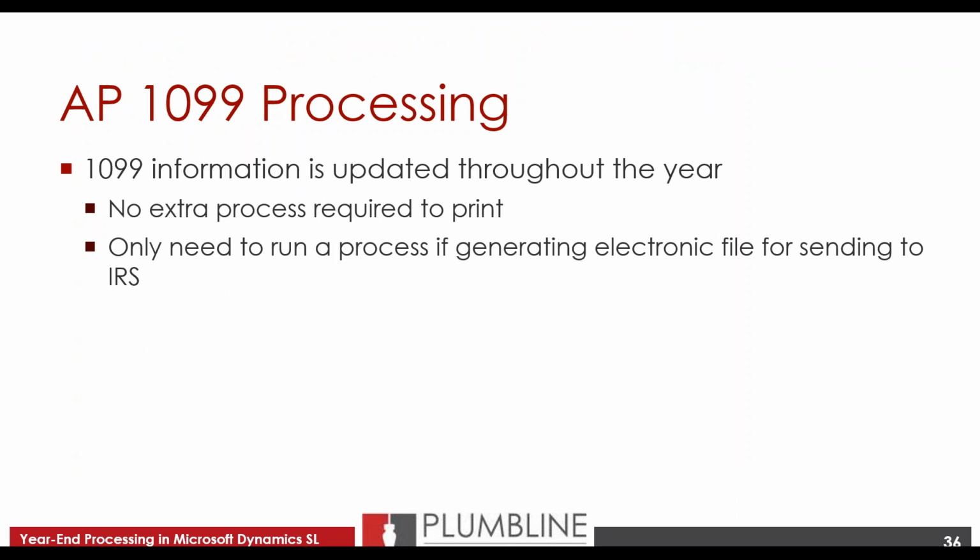1099 amounts are going to be updated throughout the year. As you have vouchers that have been coded with a 1099 box number, and as those are paid, assuming again the vendor is flagged as a 1099 vendor, as those checks are issued against those vouchers, those 1099 amounts are going to accumulate in the vendor maintenance screen on the 1099 info tab. There are no extra processes required, no calculation process or anything like that. You only need to run a process if you're creating the electronic file for sending to the IRS. It's really the only process you may need to run.